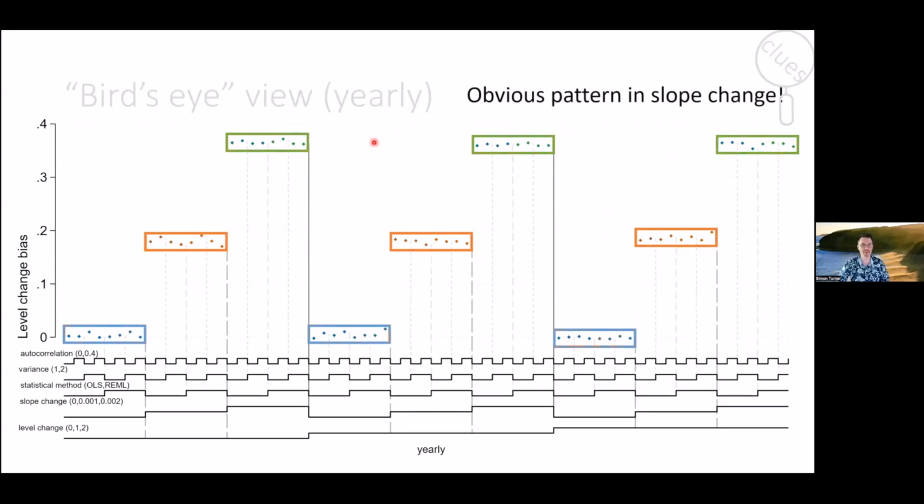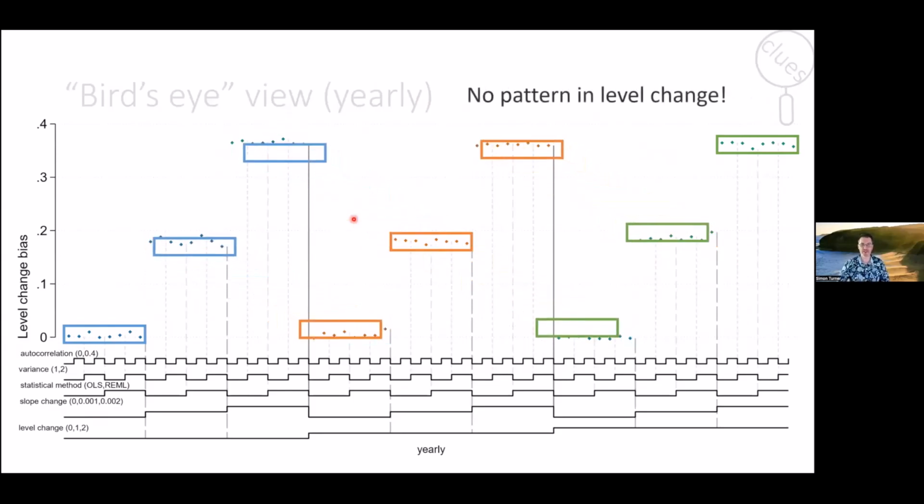Now we've seen something interesting. These blue highlighted ones are all our 0 slope change, and they're all down at 0 level change bias. Green ones, on the other hand, they're all up the top. So they've all got high bias, and these ones, if I follow this down to my little zigzag here, they're all my 0.002 slope change. And then the orange ones are right in between. So it looks like slope change is a culprit here.